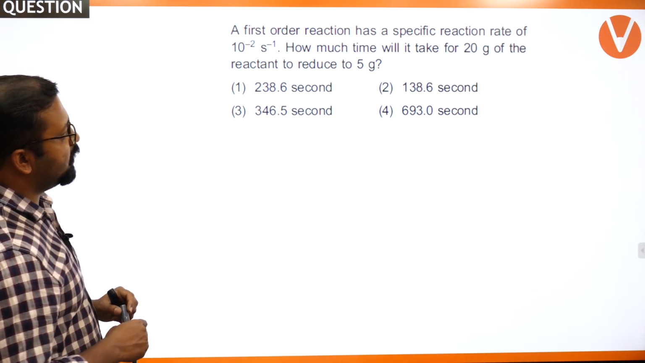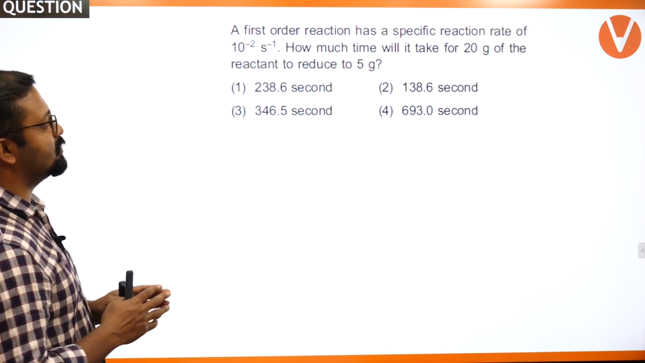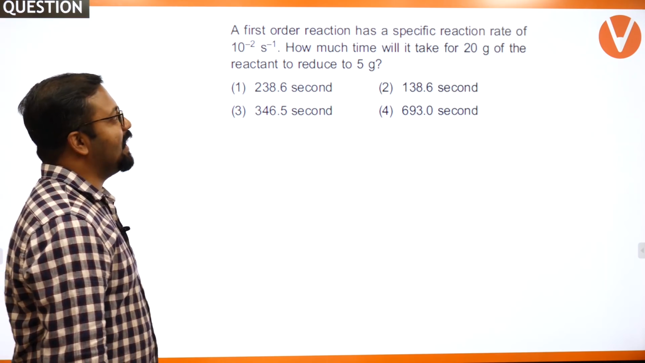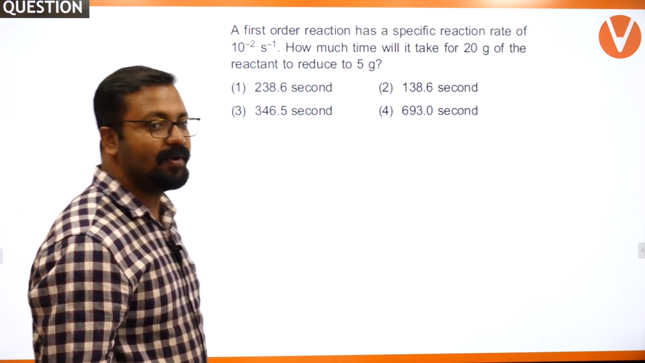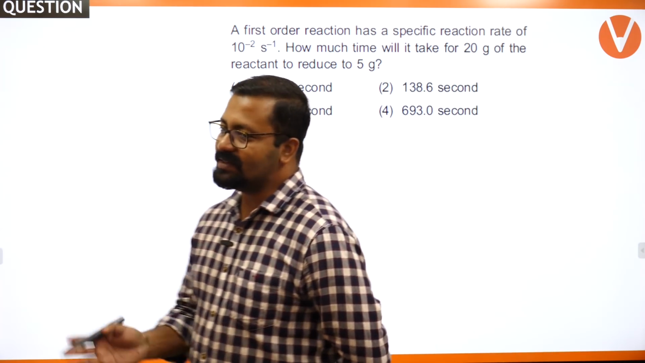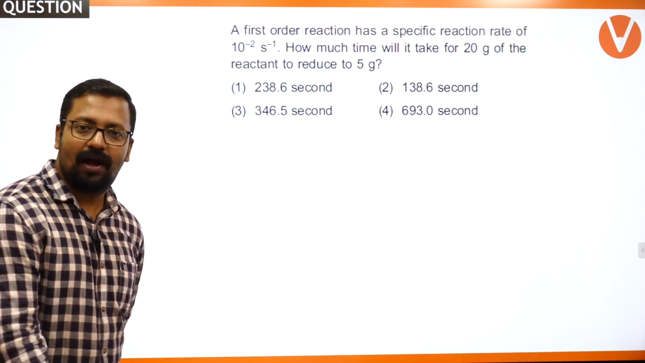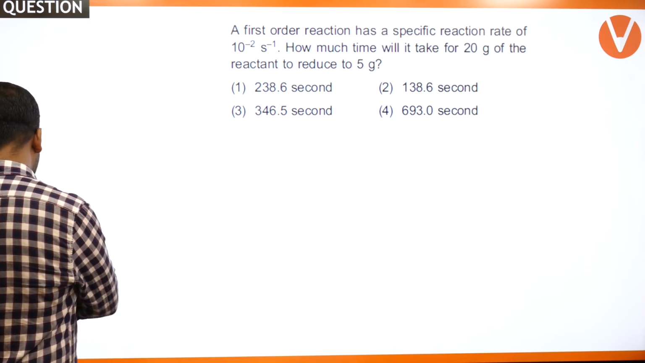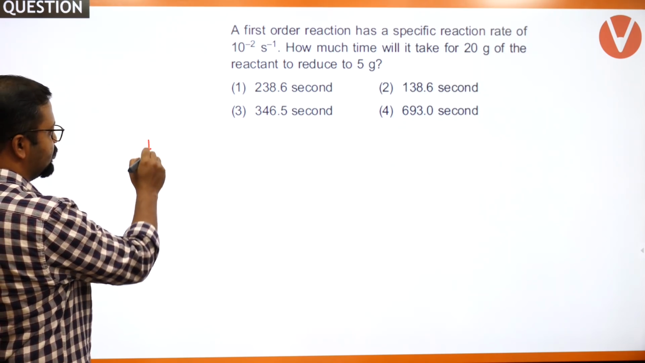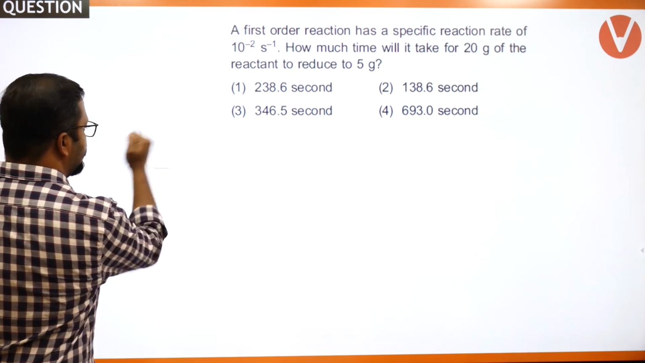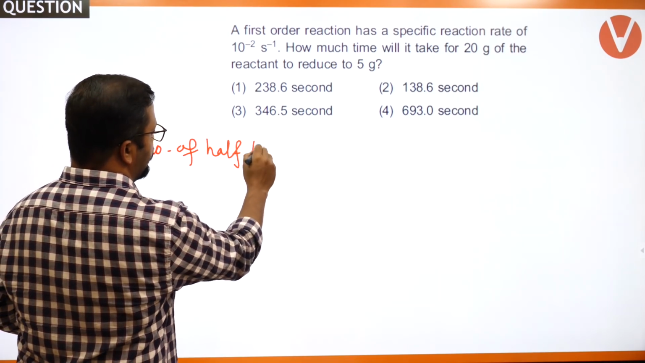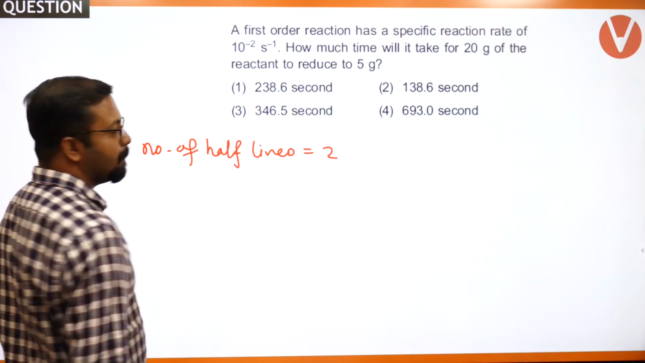Next is, the first order reaction has a specific reaction rate constant 10 raised to minus 2 seconds. How much time will it take for 20 gram of reactant to reduce to 5 gram? 20 gram reduces to 5 gram. How many half lives will it be? 20 to 10, 10 to 5. That means 2 half lives. Number of half-lives will be equal to 2.